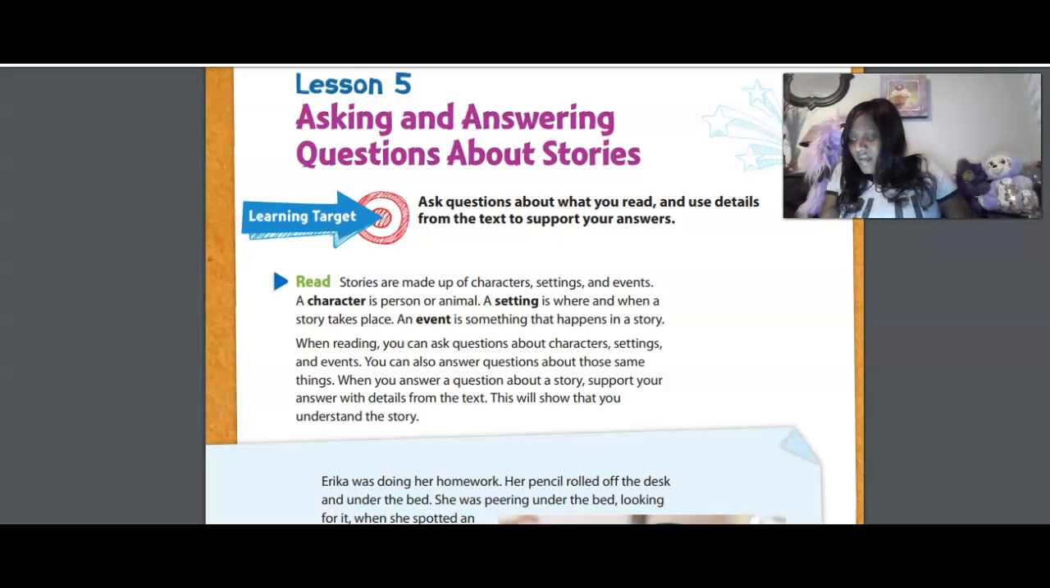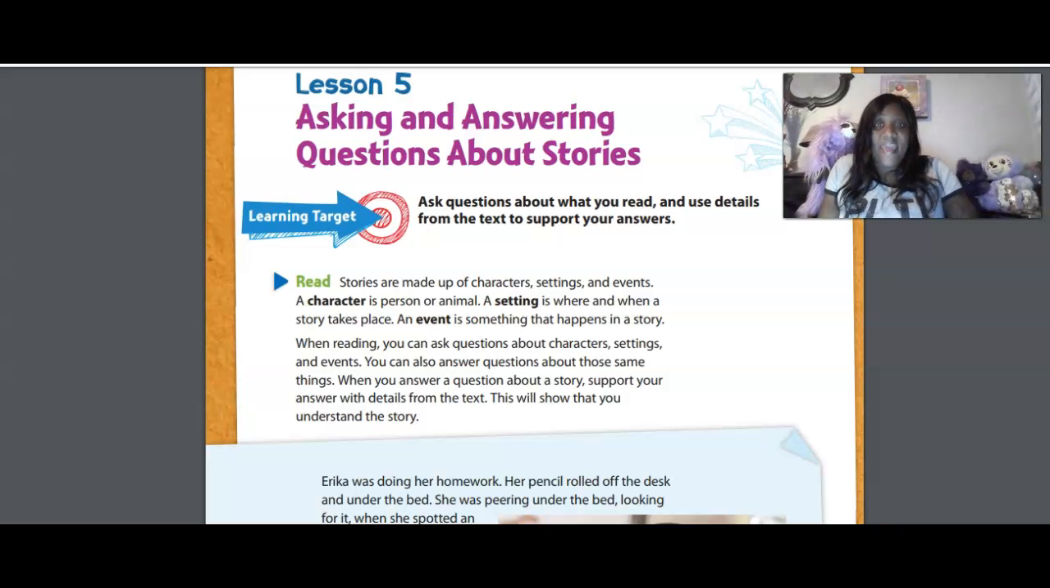So today, we're going to read about a true story. So it is a nonfiction selection, and we want to know how to ask and answer questions in a nonfiction text. Our learning target: ask about what you read and use details from the text to support your answers. We're at read.